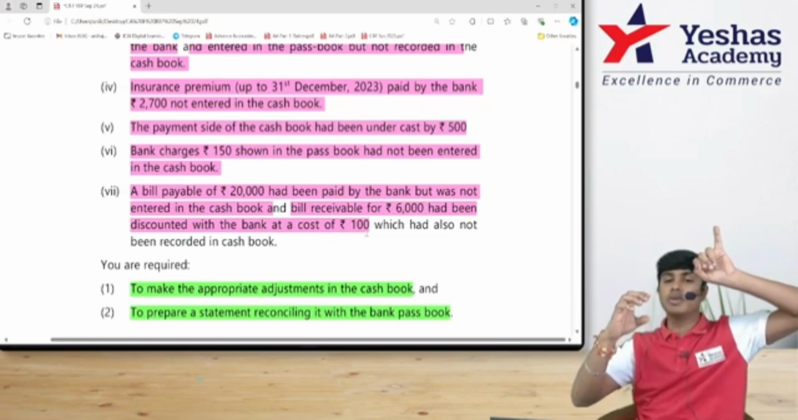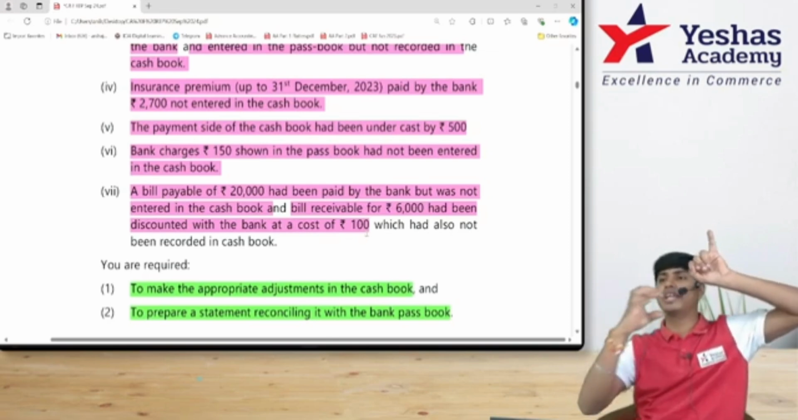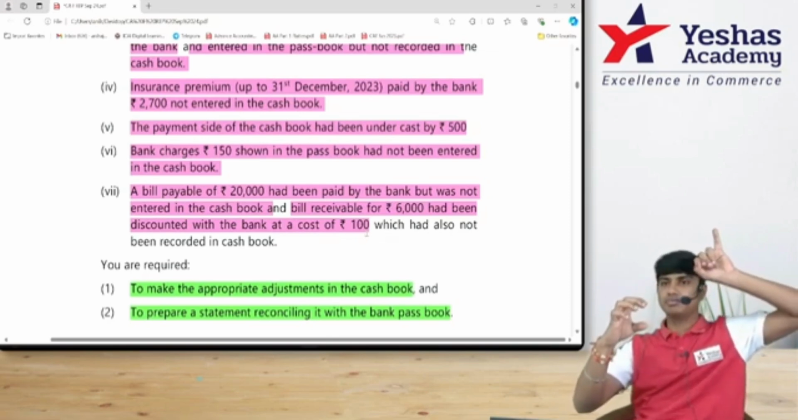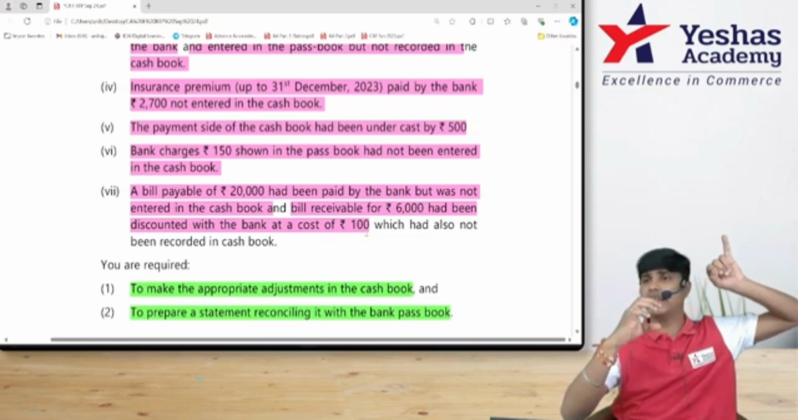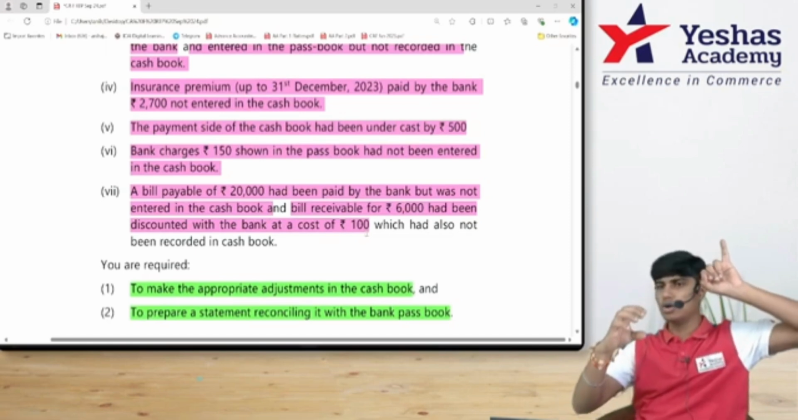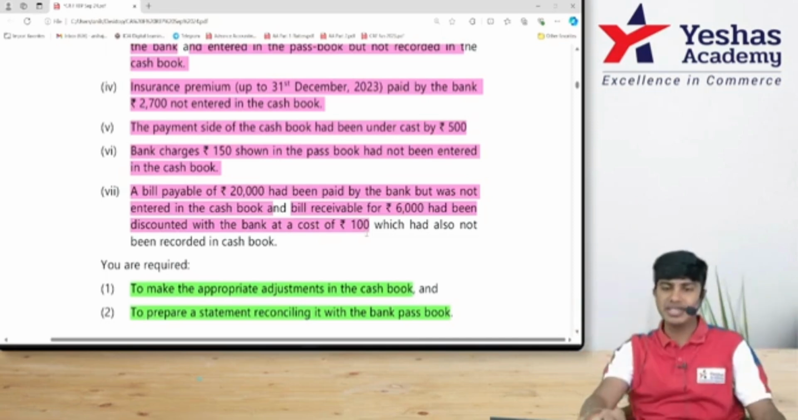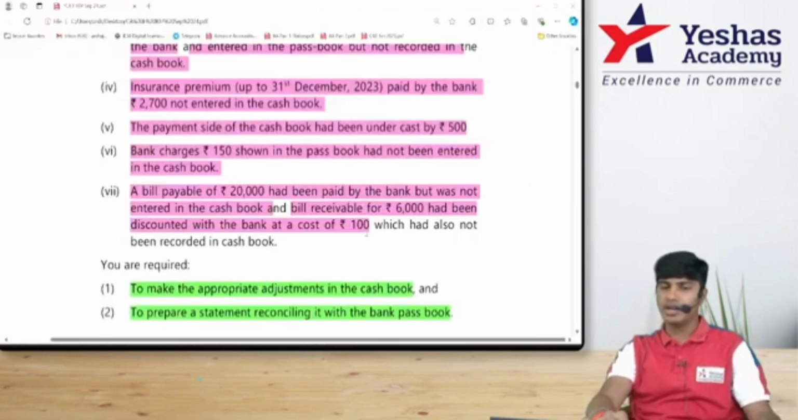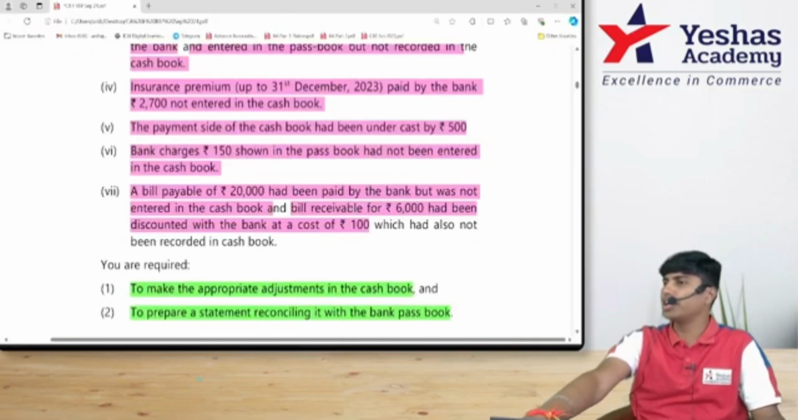But this had also not been recorded in the cash book. It's an error of omission. We need to rectify it by writing it in the cash book, the amended cash book. So I should do C up at receipt. Shall I write receipt? How much is that receipt? 5,900, that is 6,000 minus 100. And by that we finished all the adjustments.